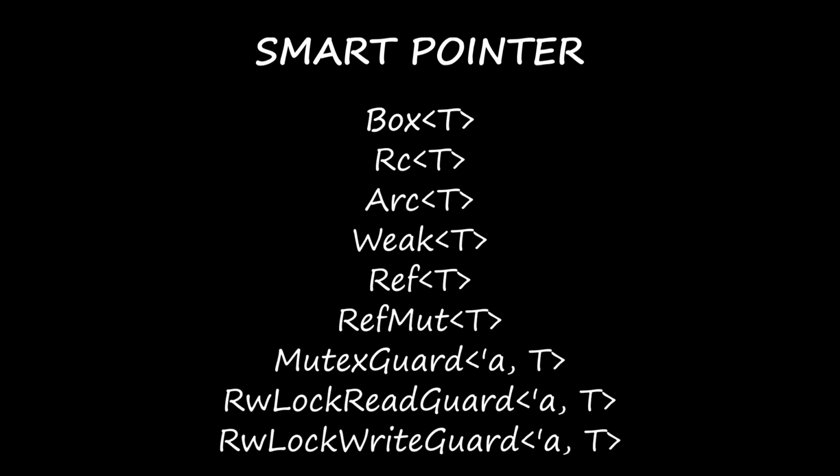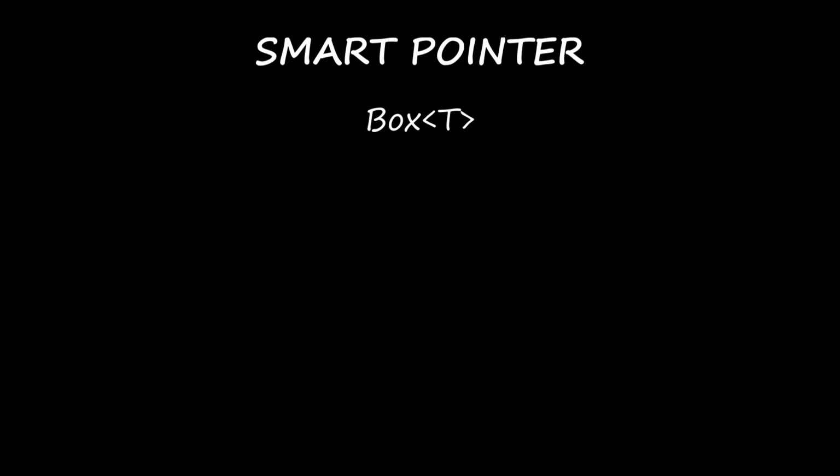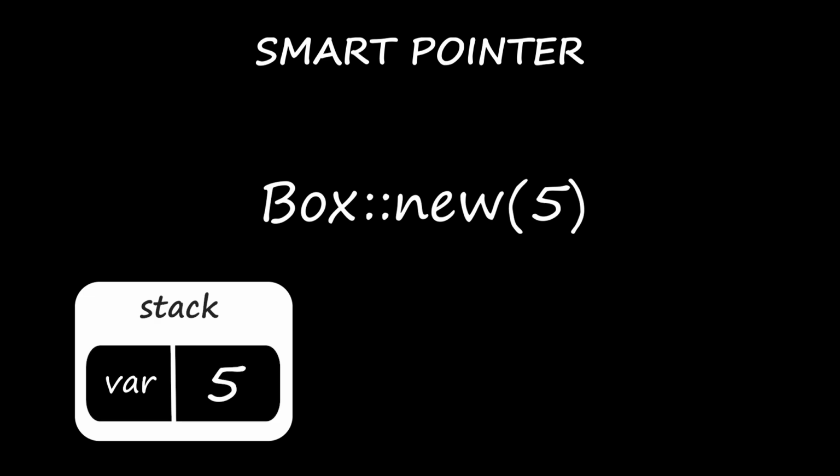There are a number of smart pointers in Rust, but in this video, we'll be talking about Box. To declare a Box smart pointer, we can just write Box::new and then the value. See this, I have written an integer as a value, which is a primitive data type. So it should be stored in stack.